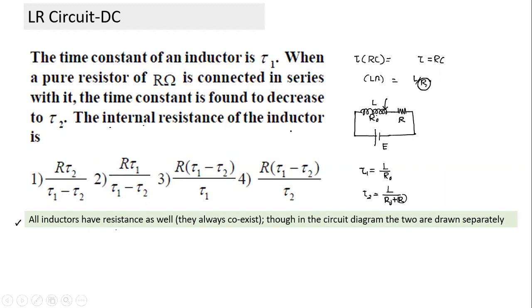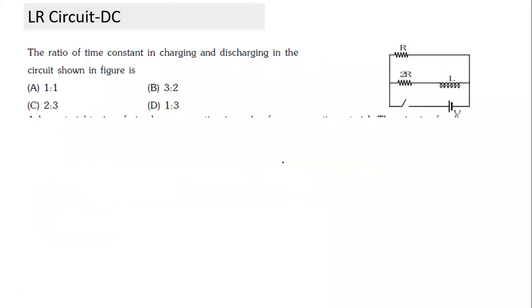So far, does anybody have any query? So far we are just going through the basic formula application, so nothing much here. Now let's come to this question. Ratio of time constant in charging and discharging. So we'll understand a little bit of charging and discharging. But I can also draw the similar circuit in a slightly different form. Let's try and understand what that form means.